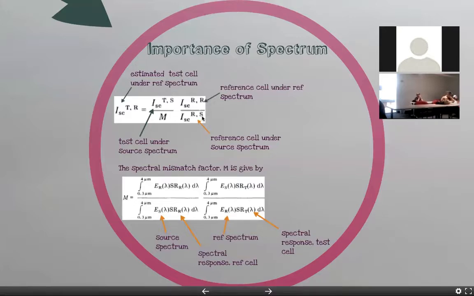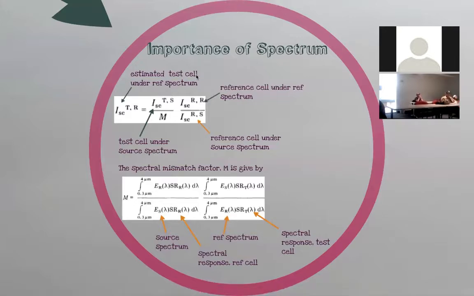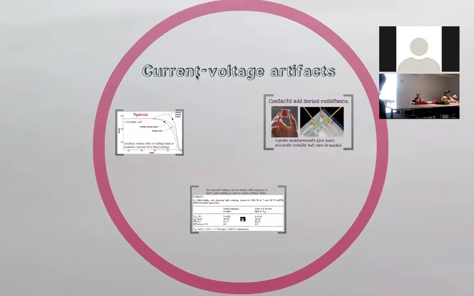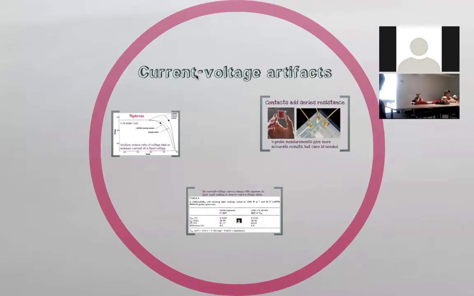I know it sounds a little complicated, but the most important take-home message here is I want you to remember that the spectrum of light used to do characterization of the solar cell is extremely important. Now, when we actually do measurements, we see all kinds of weird artifacts. So the next question is, how do you deal with that? Typically what you see are current-voltage artifacts, because of course you're measuring current-voltage curves.